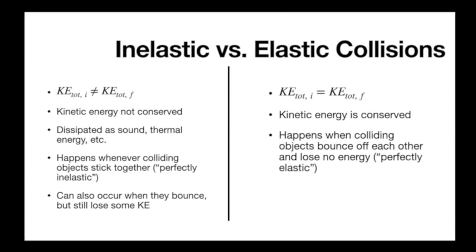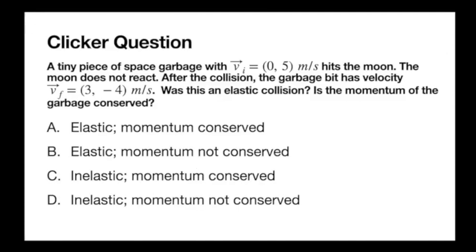All right, so let's do one practice problem with this. We have a little piece of space garbage with some initial velocity in the positive y direction, and then it hits the moon. The moon doesn't react, meaning the moon is just still. It's solid. The system is the object. It hits the moon, and afterwards it has some new velocity that's to the right and down. Based on its initial and final velocity, is the collision elastic, and is momentum conserved? So is kinetic energy conserved, and is momentum conserved? I'll give you a minute or two to investigate.